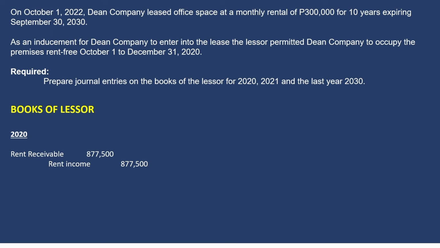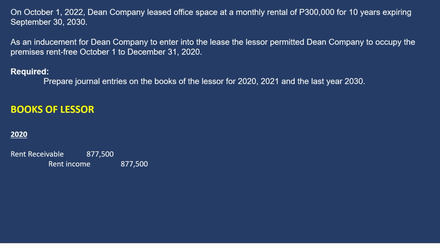So, first entry is on the year 2020. Okay? Ang entry is debit rent receivable, credit rent income. Now, at what amount? Amount is 877,500. Okay? So, diin man nato kini makuha? We'll do the computation first.